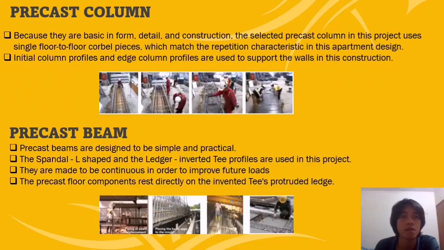The third component is precast column. Why is this component used in this project? Because they are basic in form, detail, and construction. The selected precast column in this project uses single floor-to-floor corbelled pieces, which match the repetition characteristic in this apartment design. Initial column profile and edge column profile are used to support the wall in this construction.